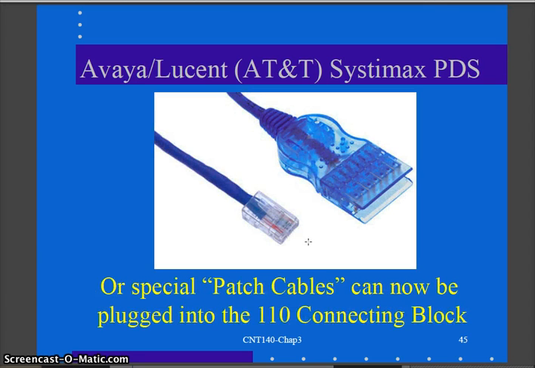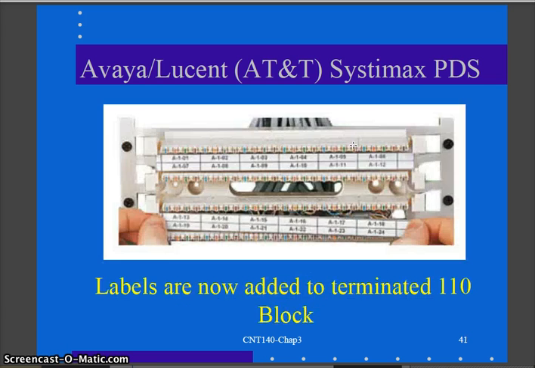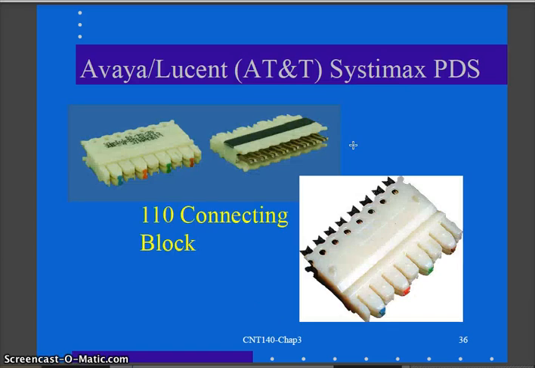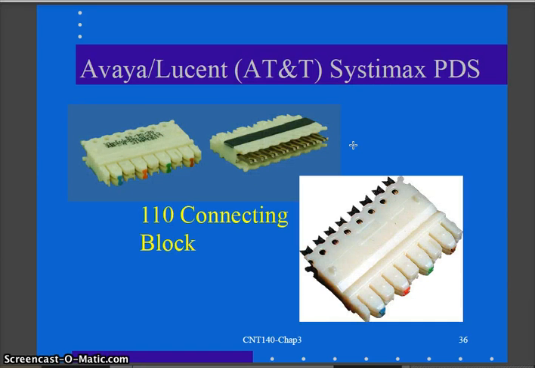Or I can use a special patch cable like this, and this patch cable snaps in on top of the 110 block. There's my patch cable snapped in on top of the 110 block. And now that patch cable can plug into, again, data switch or phone switch. But my AT&T system is all based around this 110 block. There's the 110 block again, and this 110 connecting block that snaps in on top.